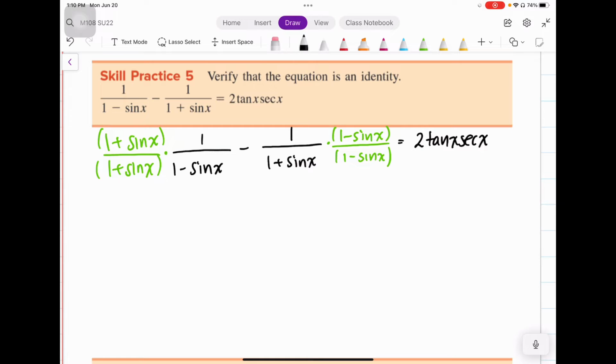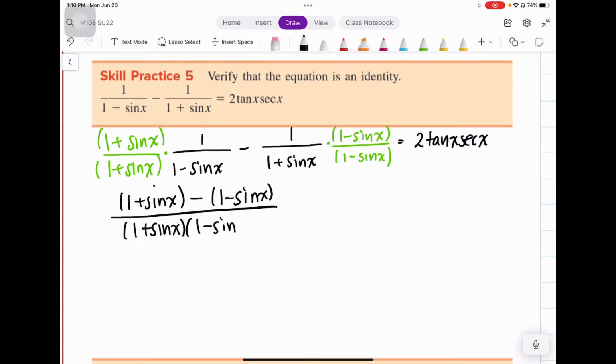Multiplying, I get 1 plus sine of x minus 1 minus sine of x over 1 plus sine of x times 1 minus sine of x. And that's going to be equal to 2 tangent x secant x. Okay. I'm going to distribute. That's going to give me a -1 and a positive sine x. In the denominator, I can expand or FOIL that out.